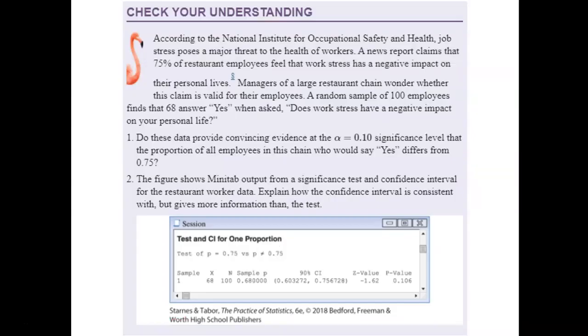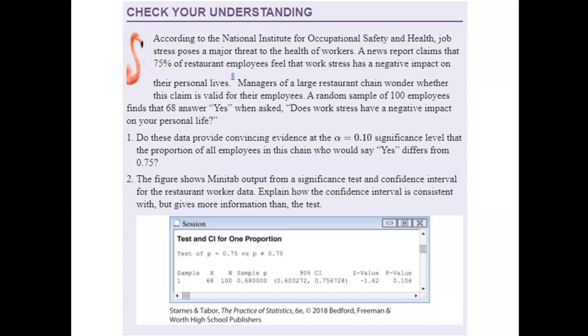Oh, like right now. Okay, so we have a National Institute for Occupational Safety and Health. Job stress poses a major threat to the health of workers. No kidding. And this was written before COVID, guys. A news report claims that 75% of restaurant employees feel that work stress has a negative impact on their personal lives. Managers of a large restaurant chain wonder whether this claim is valid for their employees. So they take a random sample of 100 employees, and find that 68 say yes when they were asked, does work stress have a negative impact on your personal life? So the question is, did the data provide convincing evidence at the 10% significance level that the proportion of all employees in this chain who would say yes differs from 75%?